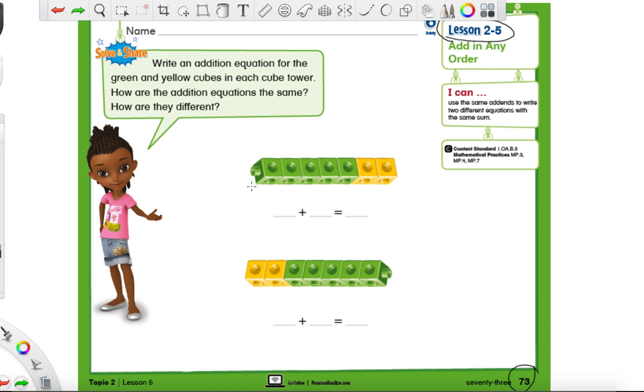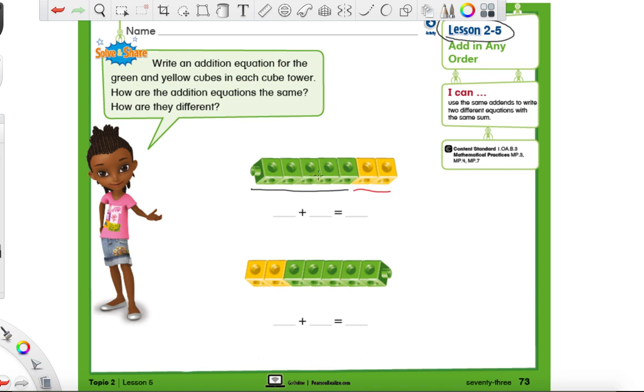So, we see that we have a whole bunch of blocks right here, right? We have some green and some yellow. Now, the reason we have these blocks is because one color is a part of an addition sentence. Okay, and so the green is one part, and the yellow right here is one part. So what we're going to do is we are going to create an addition sentence for these two parts.